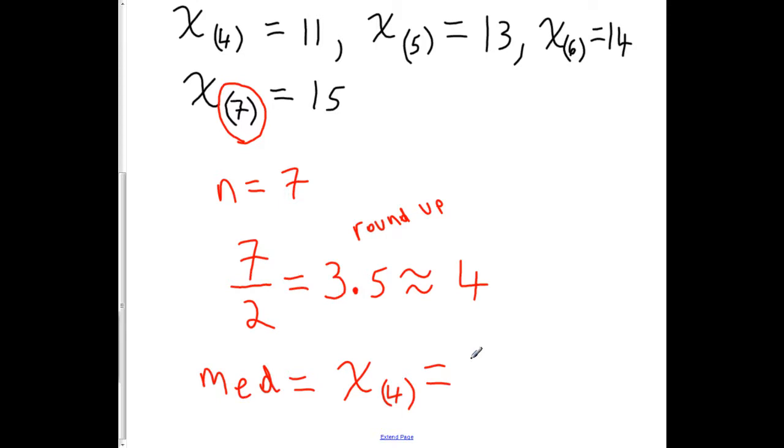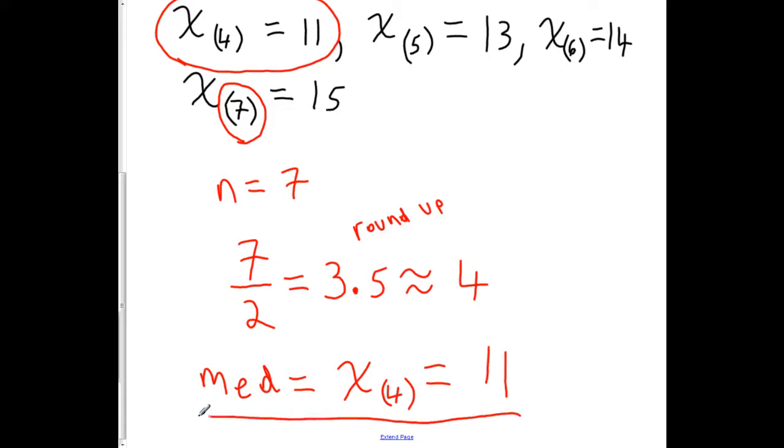So the median here is x4, and x4 is this value right here. x4 is equal to 11. So we found the median of this data set. The median is 11. Let's go ahead and do the same thing for another data set.